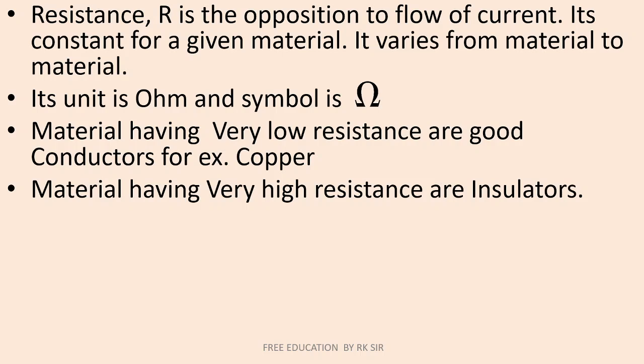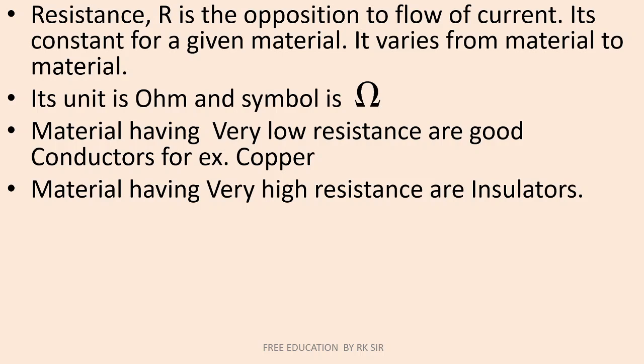For example, if you take a rod of iron of 1 meter, it is having, for example, 5 ohms. Now you take another rod of 5 meter having same dimension, it will also have the same resistance. But if you are having same rod of copper, you will have different number of resistance. So resistance R is the opposition to flow of current, and it's a constant. It is having a constant value for a given material.